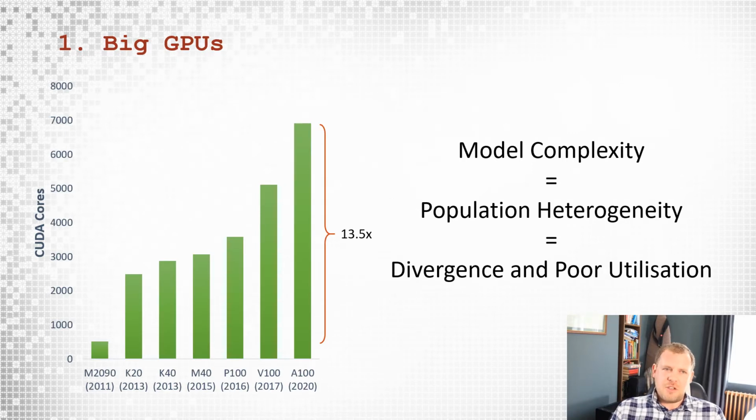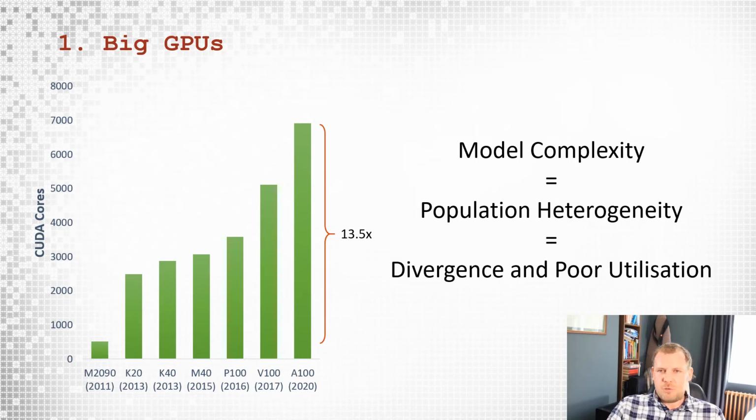The first challenge then for agent-based modelling on GPUs is big GPUs. By big GPUs I mean GPUs have got increasingly parallel. When I first started writing code for general agent-based modeling on GPUs, back in around 2010, GPUs have since increased by almost 14 times the level of parallelism that they support in the number of CUDA cores. So it means that there's 14 times more potential for simulating larger population sizes.